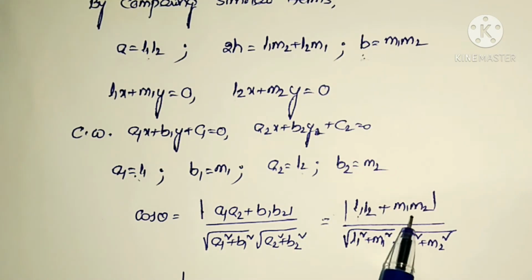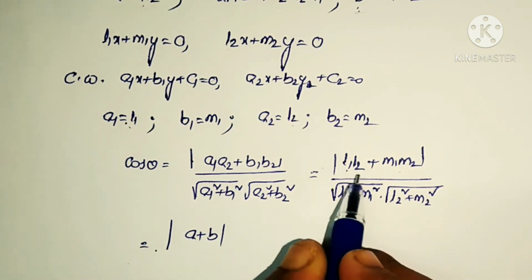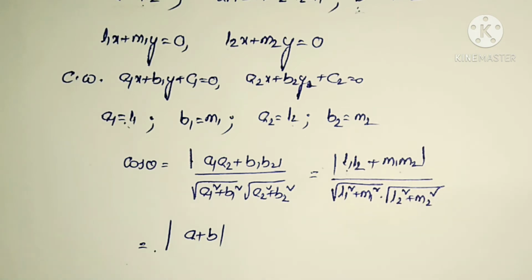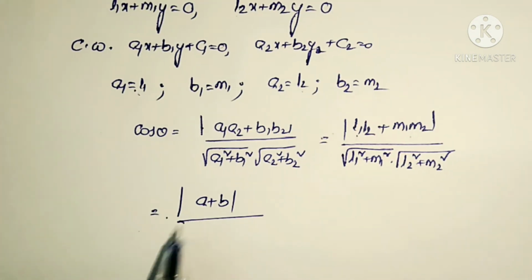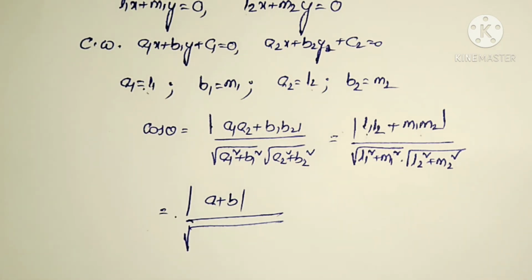That means this is A and this is B. Now substituting the values A plus B. Already here we have that A is equal to L1 L2 and B is equal to M1 M2. Now we replace those values here, and we take the single square root to both of the terms here.